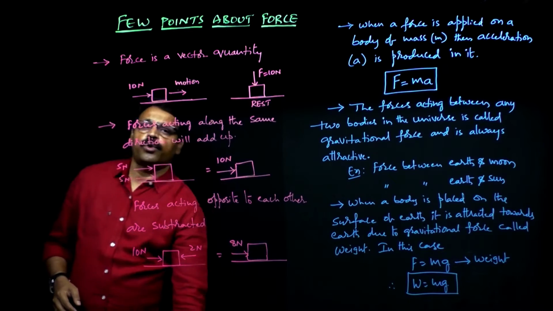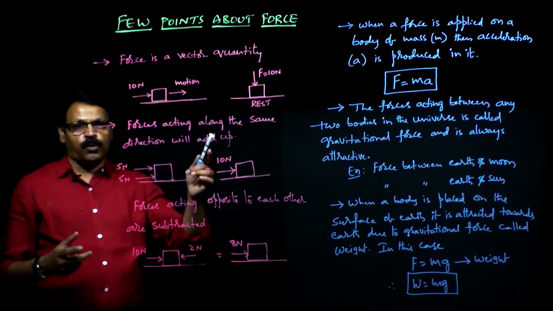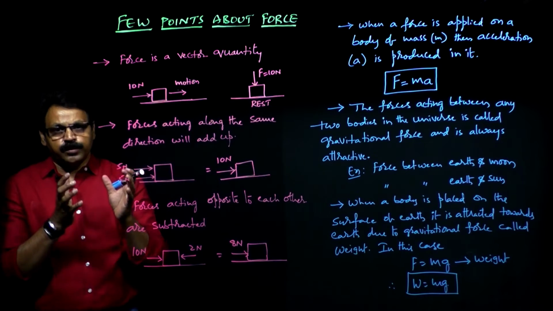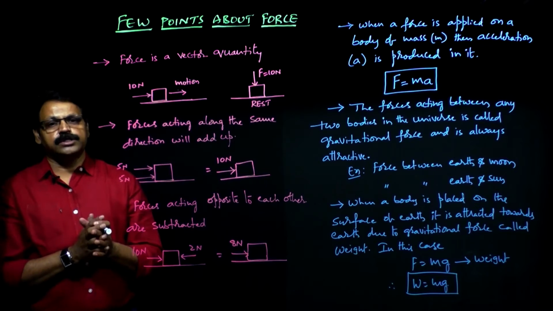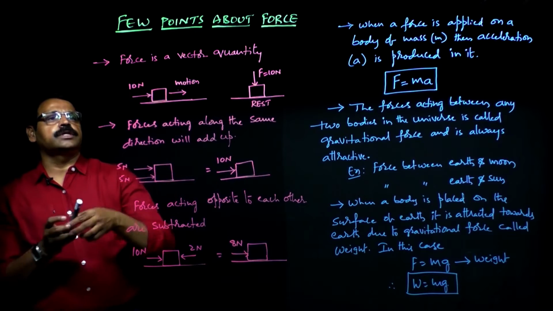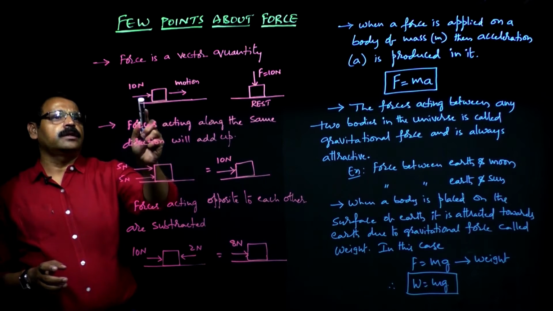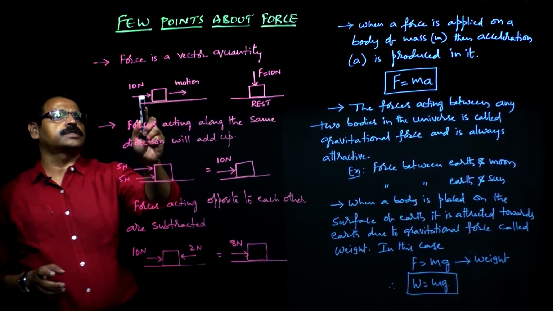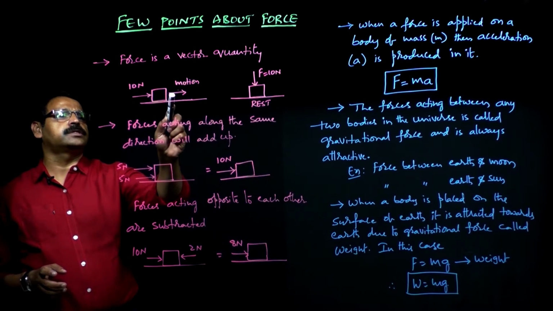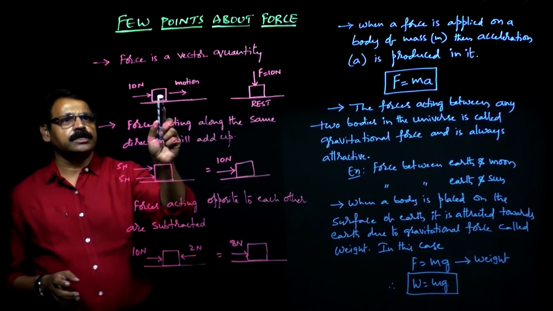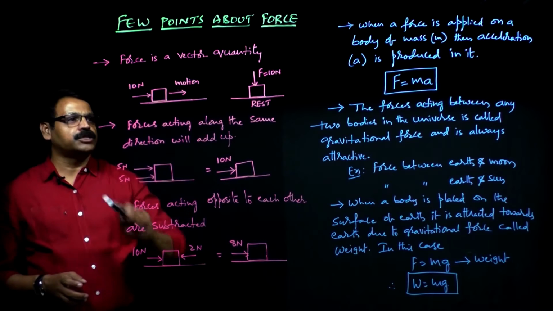The very first point you can look at is that force is a vector quantity, meaning that a physical quantity which has both magnitude and direction is called a vector. As an example, when a force of 10 Newton is applied here, the body moves along the direction of the force, meaning that this force is creating a motion in the body. That means force is acting in a particular direction. That's the reason it has a direction as well as a magnitude.